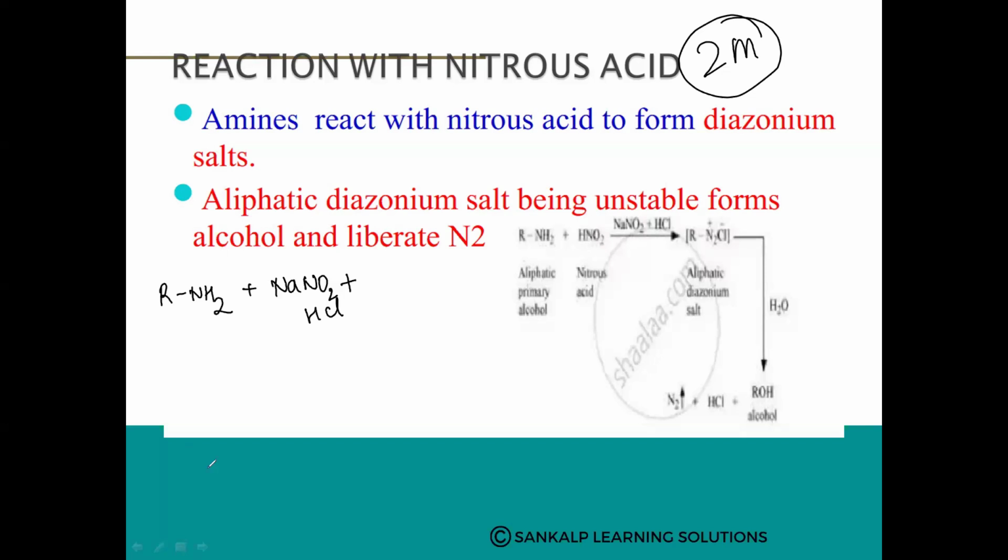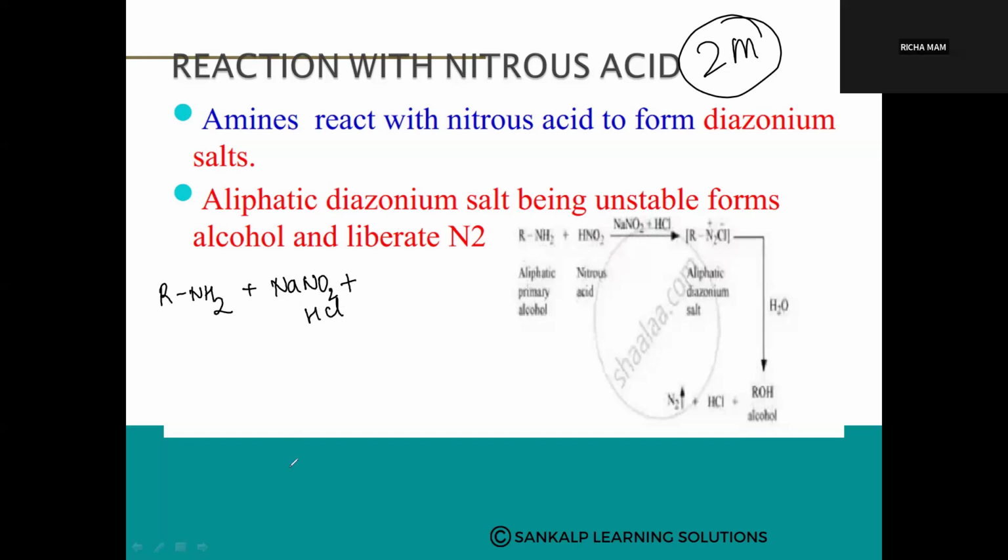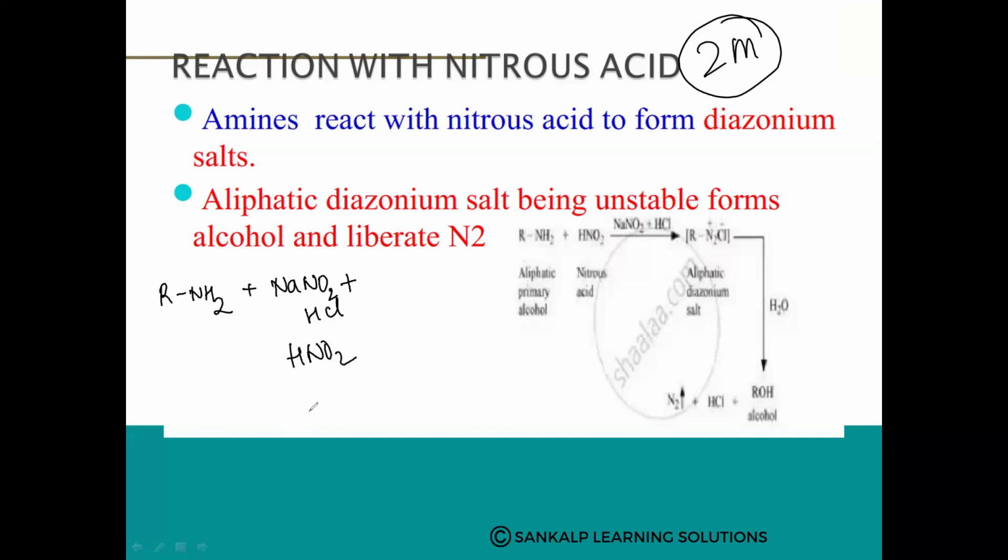So what we are doing here, we are taking a primary amine and reacting it with sodium nitrite and concentrated HCl. When sodium nitrite and HCl react, it gives you nitrous acid, HNO2. When this HNO2 reacts with aniline, you are going to get diazonium salt.